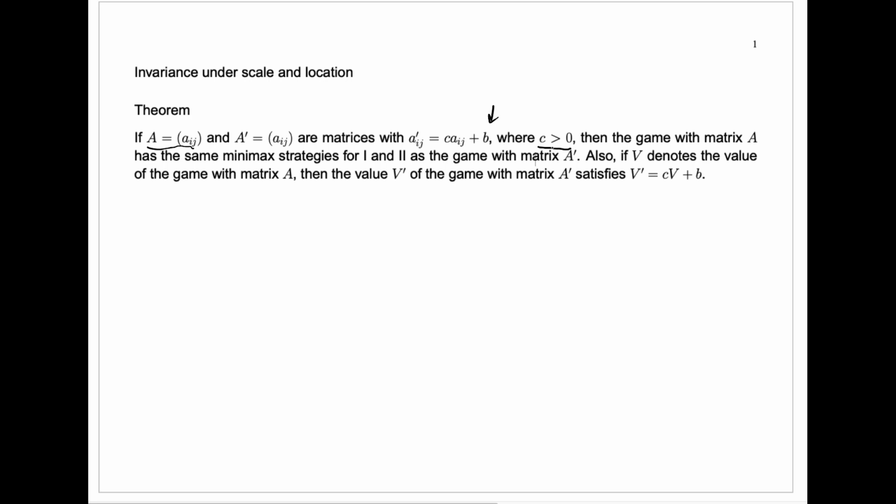So we can put that together in a theorem that says if we start with the matrix A for the game, and we have a new matrix A prime, where each entry of A prime, the ijth entry, is just c times the ijth entry of A, plus this constant b, again where c is positive, then the game with A has these exact same minimax strategies for both players 1 and 2 as a game with matrix A prime. Also, if V is the value of the game for matrix A and V prime is the value of the game for matrix A prime, then V prime will just be, as we've seen before, the constant c times V plus b.